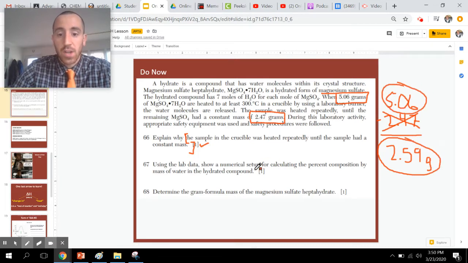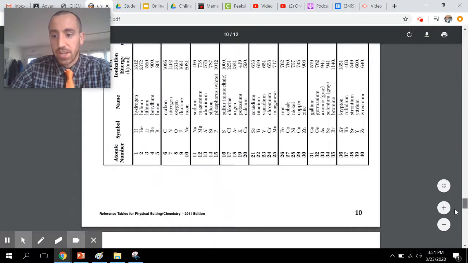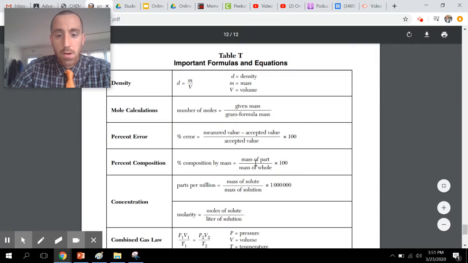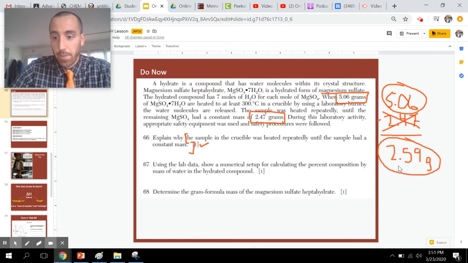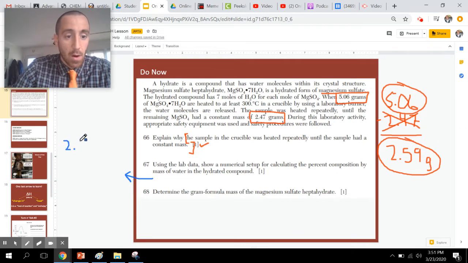So according to your reference table, percent composition is the mass of the part divided by the mass of the whole thing times 100. And if you put all that down, you don't even need to calculate it. I'm going to do it over here. So it'll be 2.59 as my mass of the part, divided by the mass of the whole thing, which is 5.06.